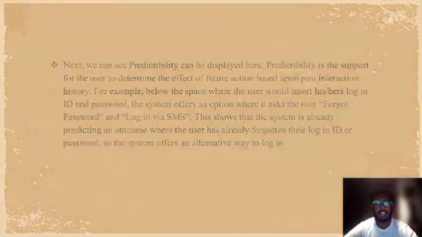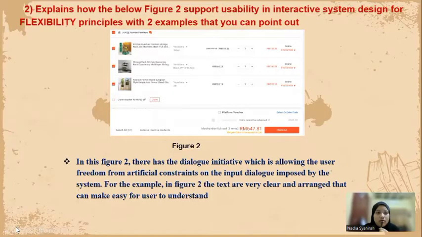Next, now we explain question 2. The question is, explain how the below figure 2 supports usability in interactive system design for the flexibility principle with two examples that you can point out. In this figure 2, the yellow indicates the user's freedom from artificial contrast on the input dialog imposed by the system. For example, in figure 2, the text is very clear and arranged, which makes it easy for the user to understand.